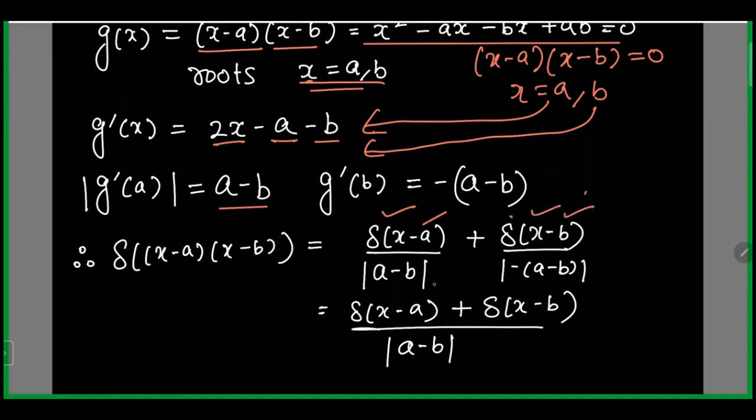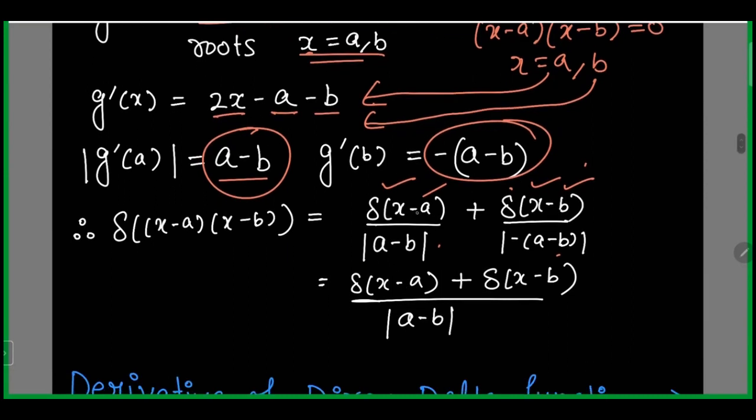And how do I divide it? I will divide with |a − b| and minus of −|a − b|. So both of these will give me δ(x − a)/|a − b| plus δ(x − b)/|a − b|. So this is my final answer. You can solve any such question using this property. This property is a very powerful tool.